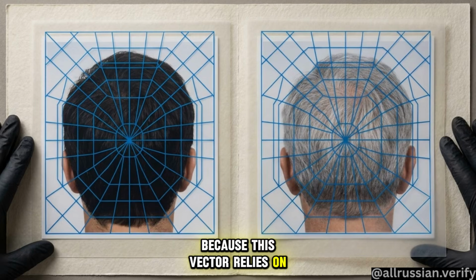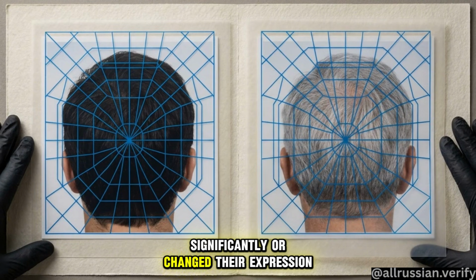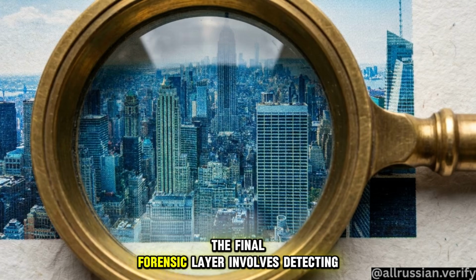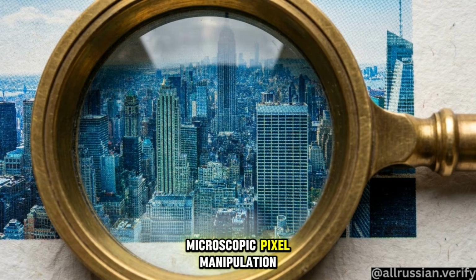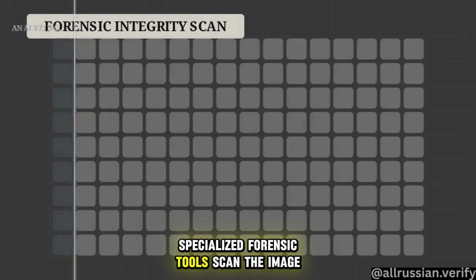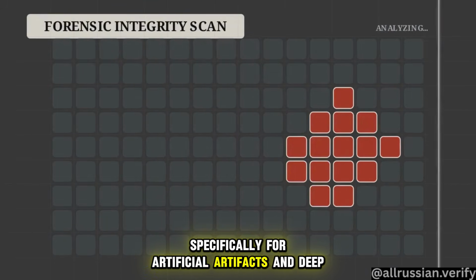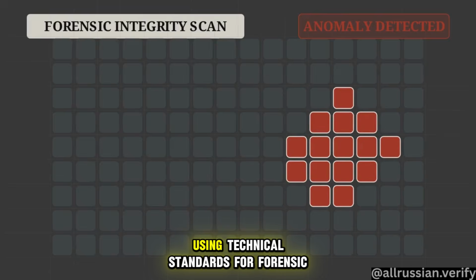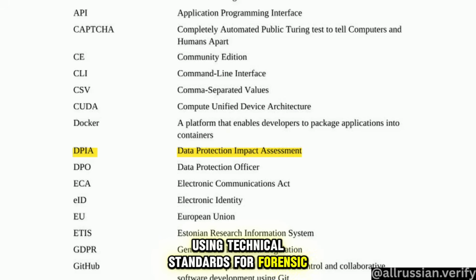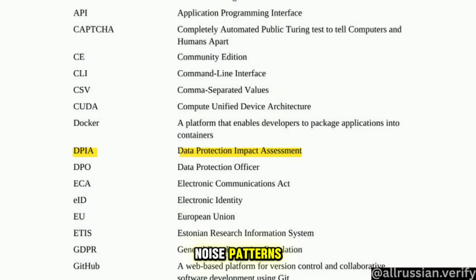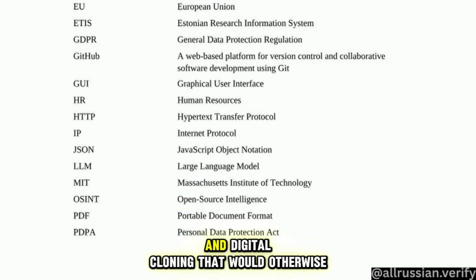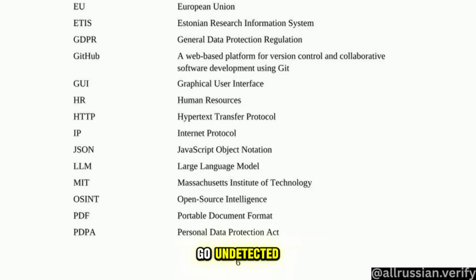Because this vector relies on bone structure and relative proportions, investigators can match identities even if the subject aged significantly or changed their expression. The final forensic layer involves detecting microscopic pixel manipulation that is invisible to the human eye. Specialized forensic tools scan the image specifically for artificial artifacts and deepfake signatures. Using technical standards for forensic impact assessments, these tools analyze compression levels and noise patterns. This process exposes splices and digital cloning that would otherwise go undetected.